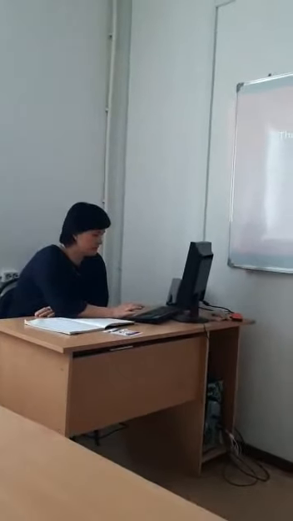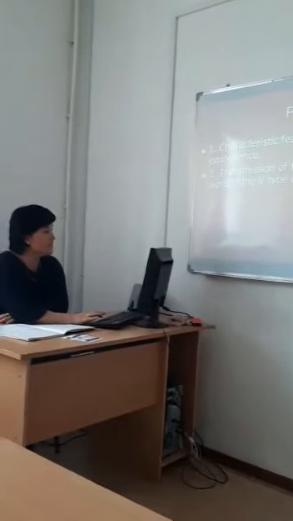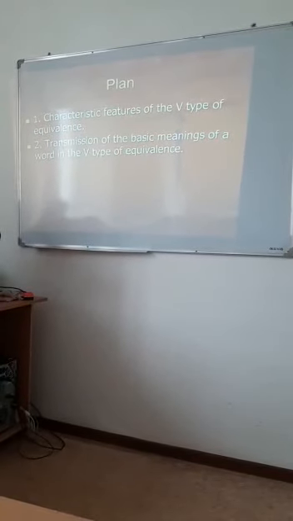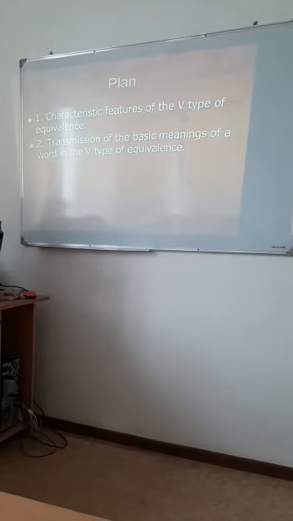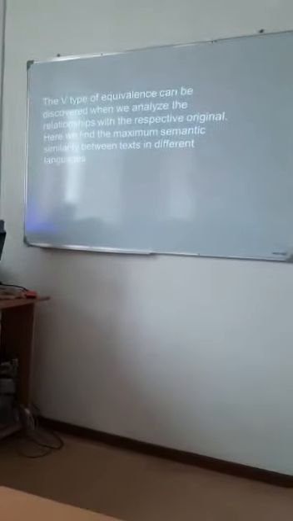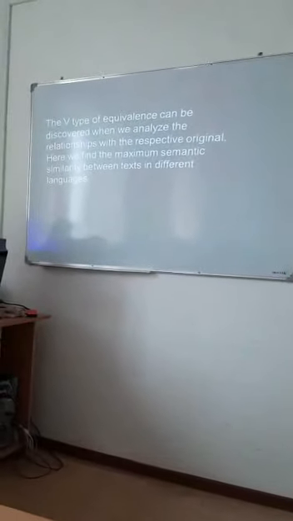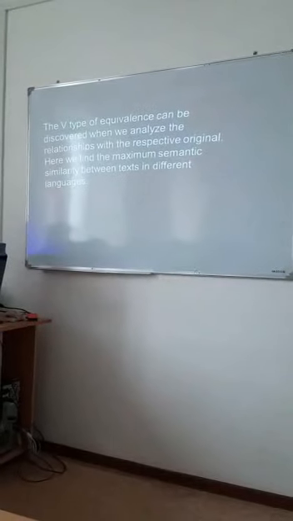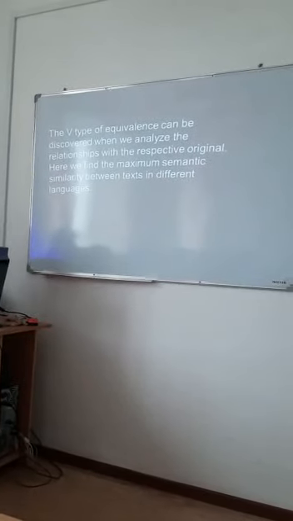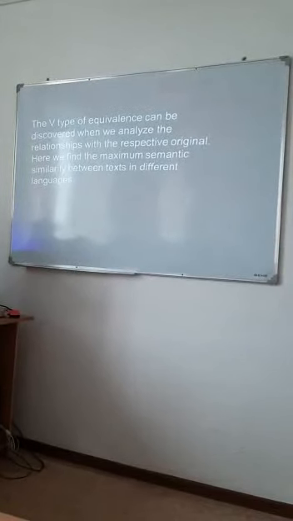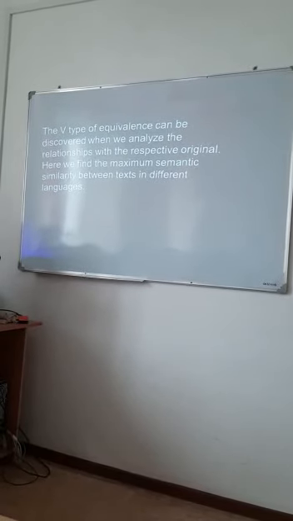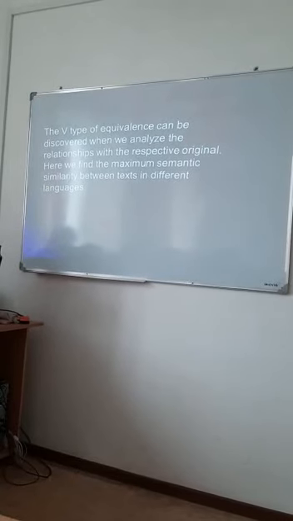Today's lecture is devoted to the fifth type of equivalence. We consider two questions: characteristic features of the fifth type of equivalence and the transmission of the basic meanings of the word in the fifth type of equivalence. The fifth type of equivalence can be discovered when we analyze the relationships with the respective original. Here we find the maximum semantic similarity between the original text and translation. It doesn't say that we find here 100% similarity. Again, I underline that maximum semantic similarity we discover.